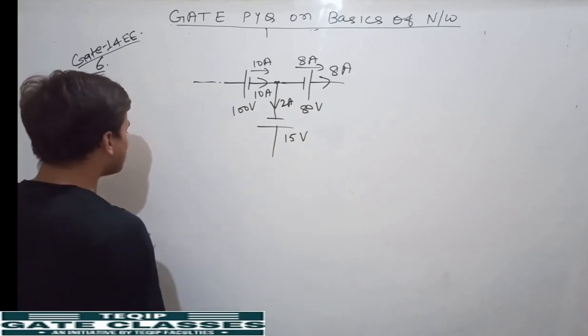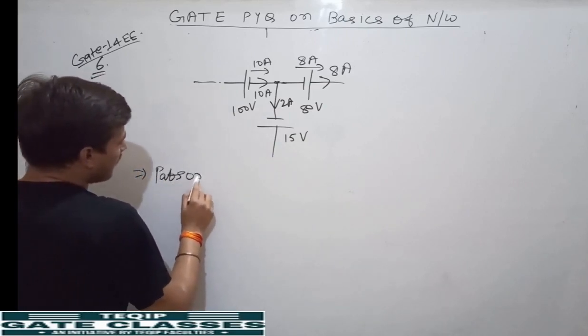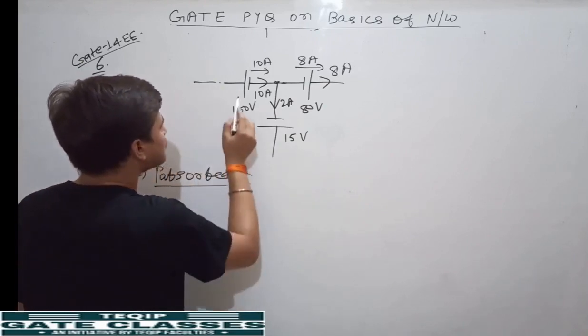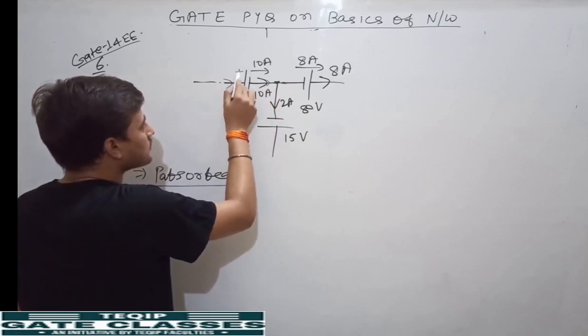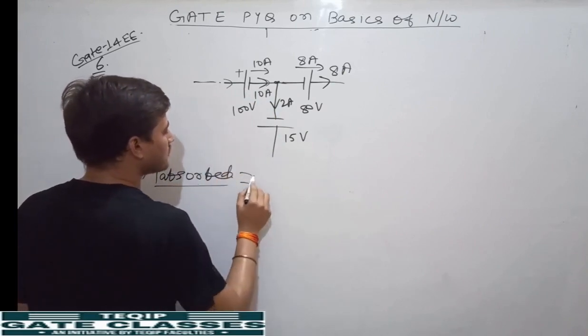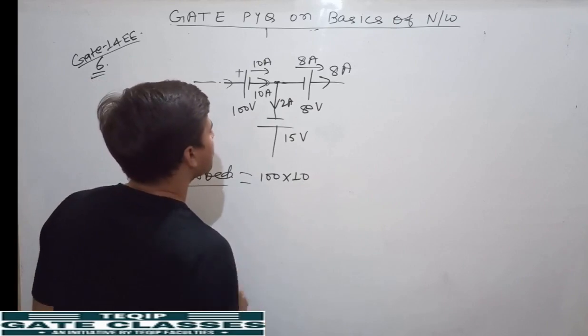So now you have to write the total power absorbed. Come to the first one. In the first battery, current is entering the positive terminal. That means power is being absorbed. Power absorbed means 100 volt into current I, 10 ampere.